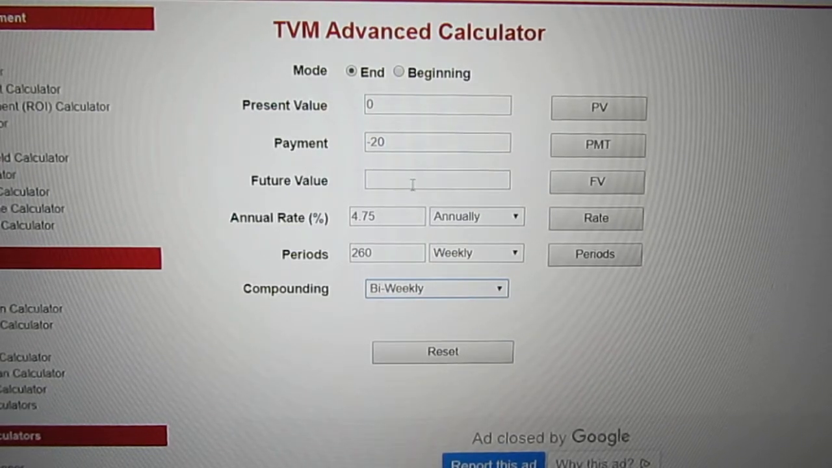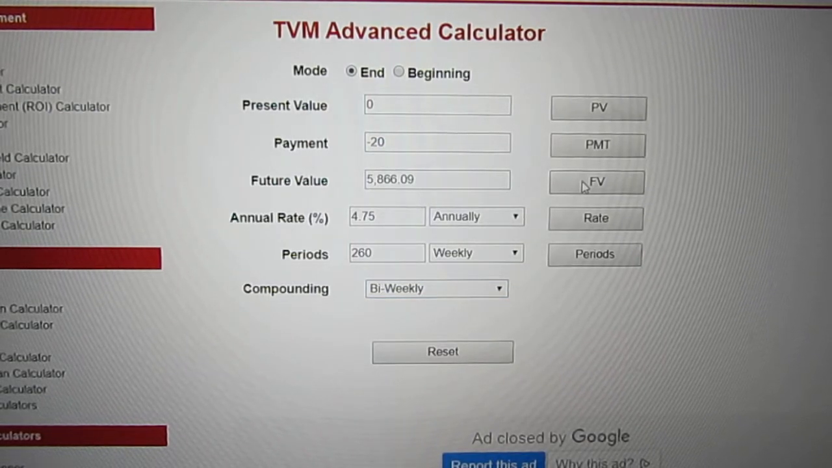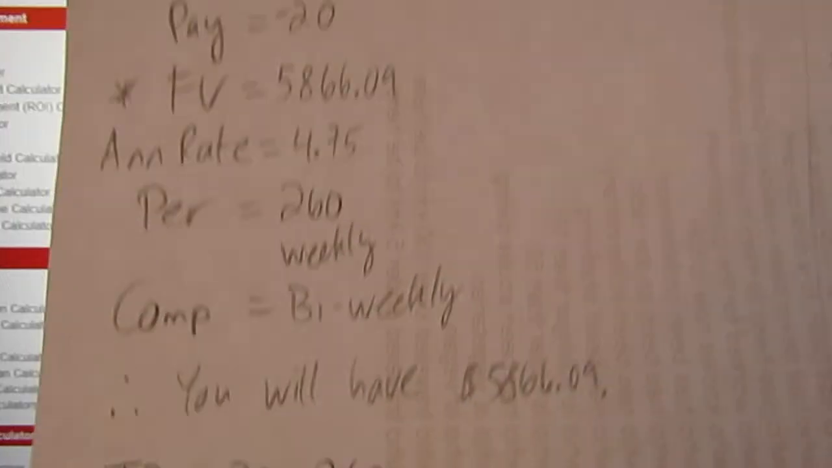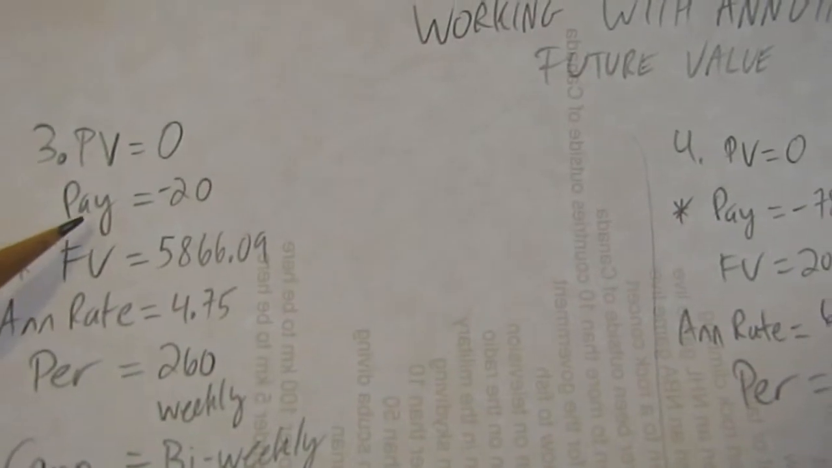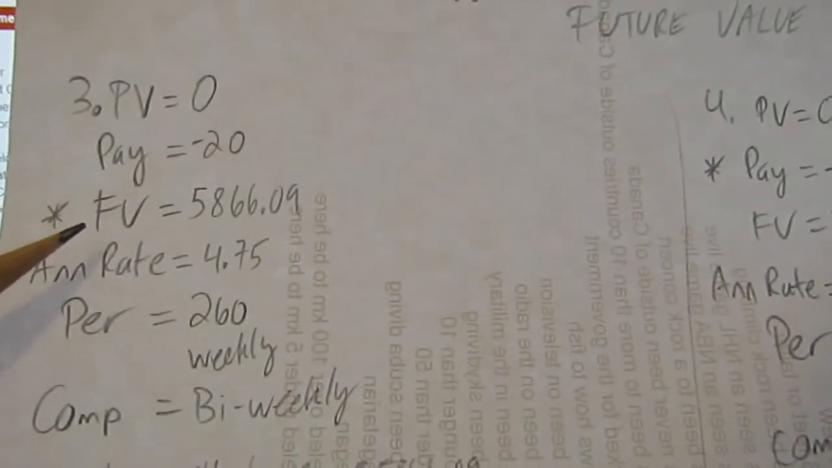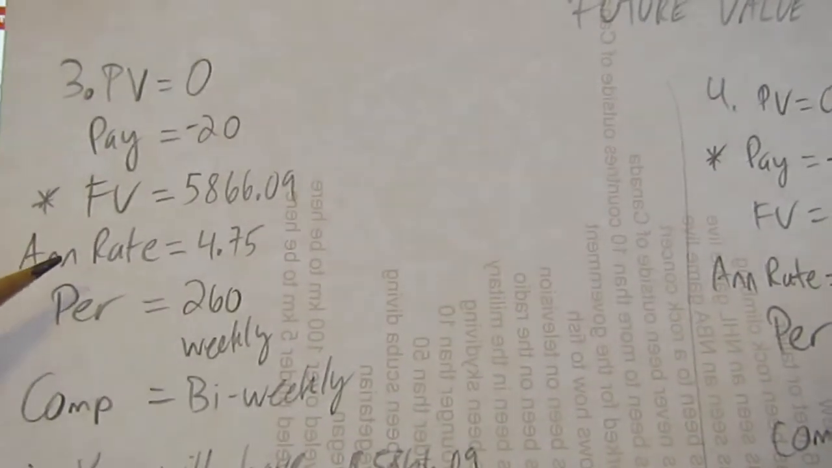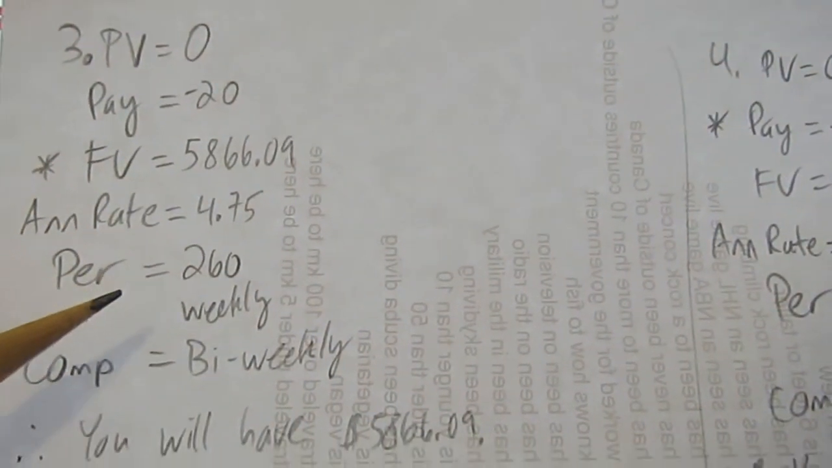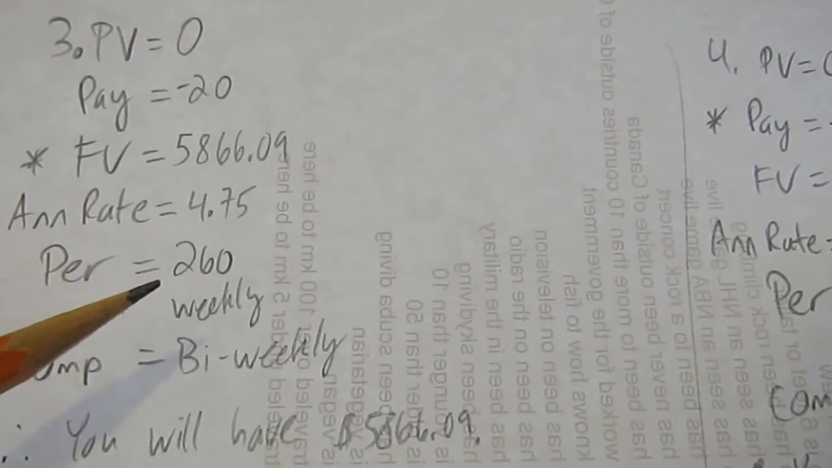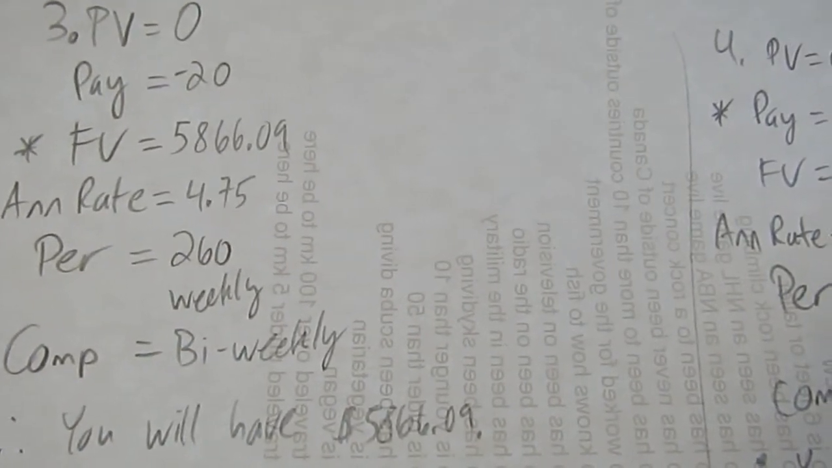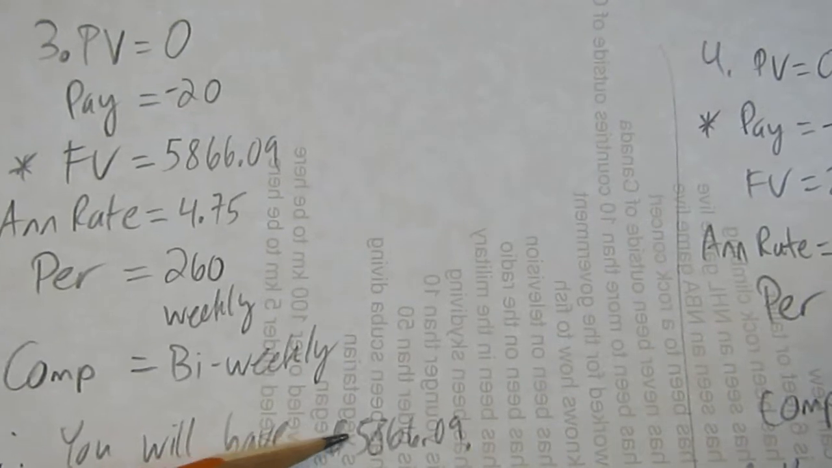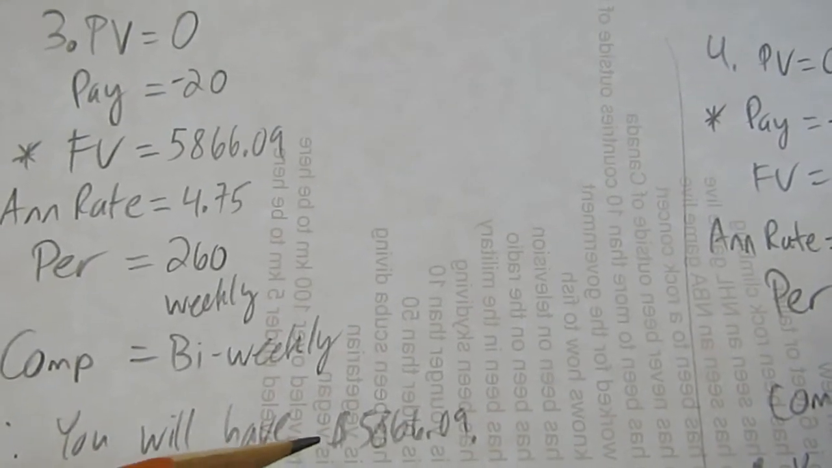Our future value is what we'll solve for. Click this button. And the future value is $5,866.09. We'll show that on a piece of paper. So you write down everything. It was not a loan, so start with 0 saved. Pay $20 per week. Your future value is what we solved for. Put a star. The annual rate was 4.75. Your periods were a total of 260, which were done weekly, and the interest was compounded bi-weekly. Final answer, therefore statement, you will have $5,866.09. Notice the dollar sign.